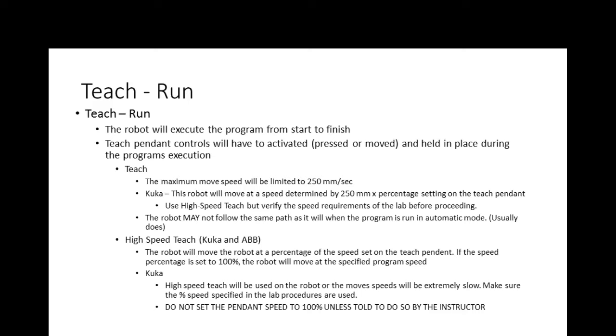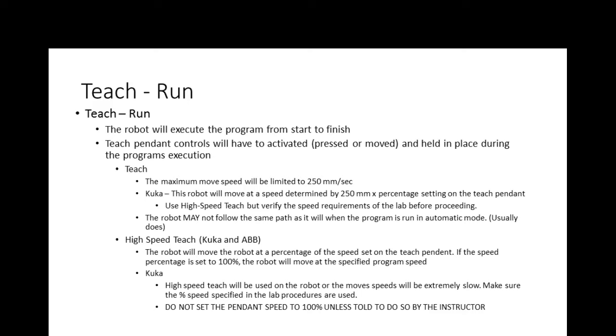Now, the problem we have with the KUKA is that we're going to tell you to set it at 10%. Most of your robots, it's going to be 10% of the program speed up to 250 millimeters per second. The KUKA, if you put it on teach and you have your low speed teach, it's going to be a percentage of 250 millimeters per second. So that means if your program calls for a 100 millimeter per second move, then it's going to be moving extremely slow. So if you're on the KUKA, which nobody in here is, normally we use high speed teach, so it moves at a percentage, but you really have to pay attention to your speeds.